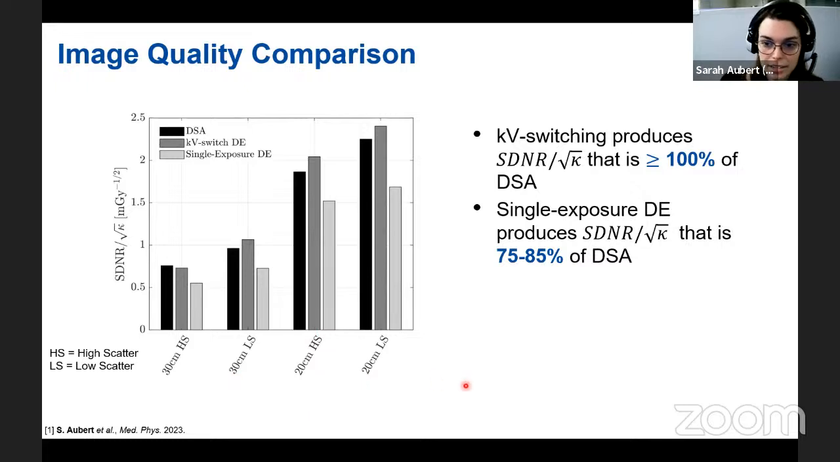In this plot, we can see that our KV switching technique is capable of producing images that are greater than or equal to 100% of the quality of that of DSA. And our single exposure approach is capable of producing an SDNR that is 75 to 85% of that of DSA. However, as I mentioned at the start of this talk, KV switching often requires much higher heat units to produce the same amount of quality, which can lead to tube loading problems.